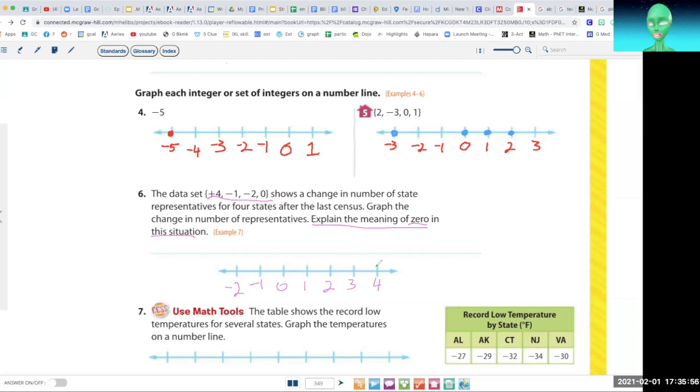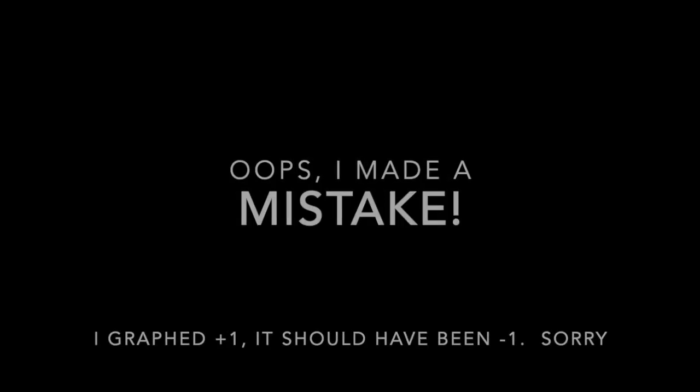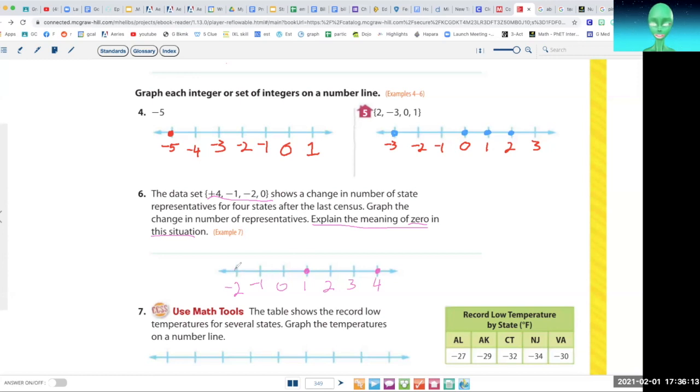Well, there's one at +4. Notice here there's a plus sign on 4, and we don't always put a plus sign when it's a positive number. But if it's just a number by itself with no sign, you can assume that's the same as +4. Then we have -1, -2, and 0. Okay, great.